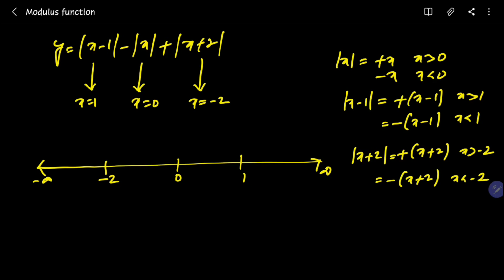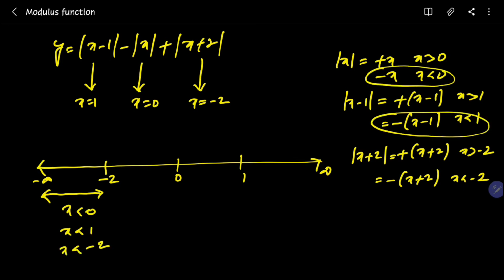Here on the number line you can see there are 4 intervals formed: minus infinity to minus 2, minus 2 to 0, 0 to 1 and 1 to infinity. Let's understand how each of these modulus functions behaves in these intervals. Let us take the first interval, minus infinity to minus 2. Here x is less than 0, x is less than 1 and x is less than minus 2 also. That means these 3 conditions will be selected.